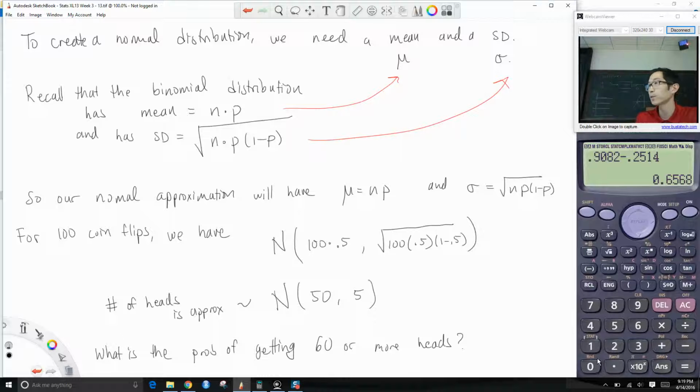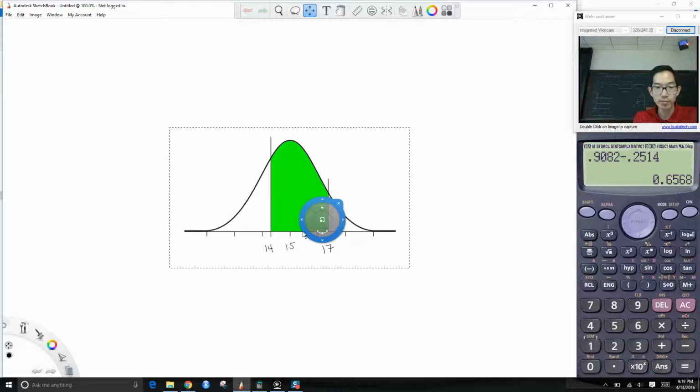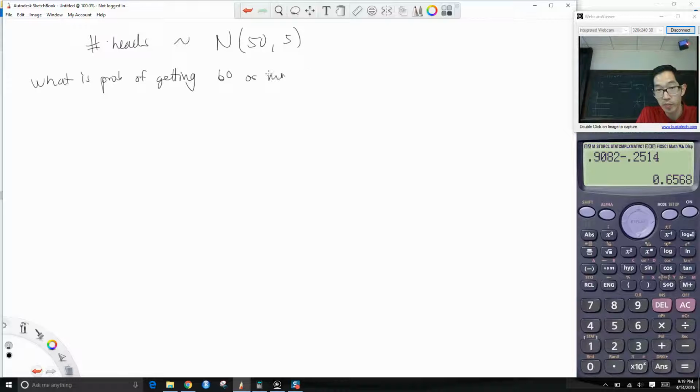Is that so far so good? Okay. So I've got the number of heads approximately normal with mean 50 and standard deviation 5, and I want to know what is the probability of getting 60 or more heads. Okay, now there's a little bit of ambiguity.